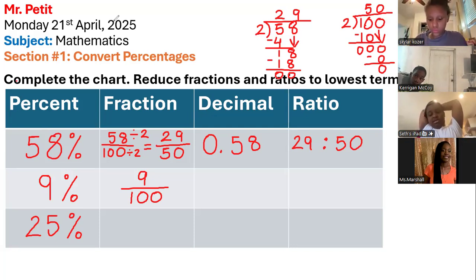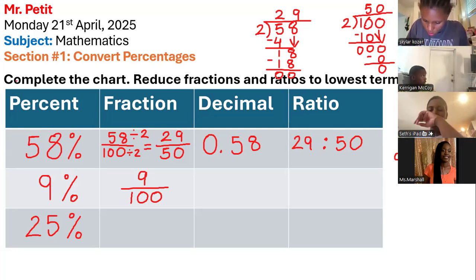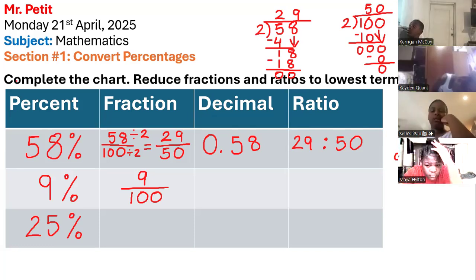0.09. All right. How do we get 0.09? You all have to remember, it can't be 0.9 because there are two numbers. If it's like 0.15, there's only one number. You move the decimal place twice.